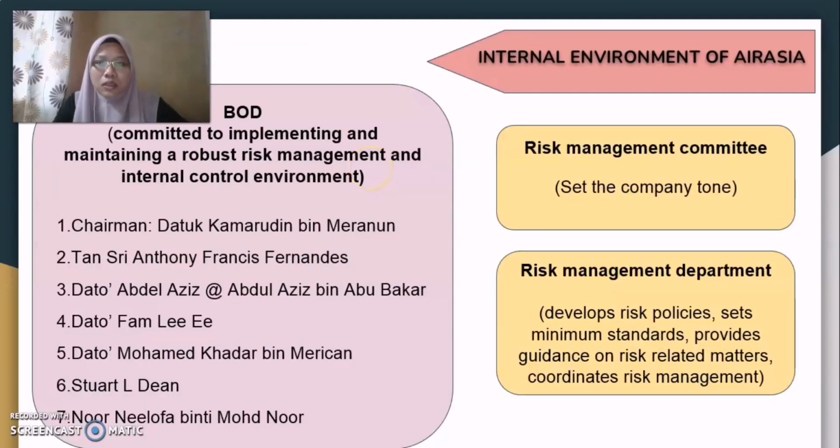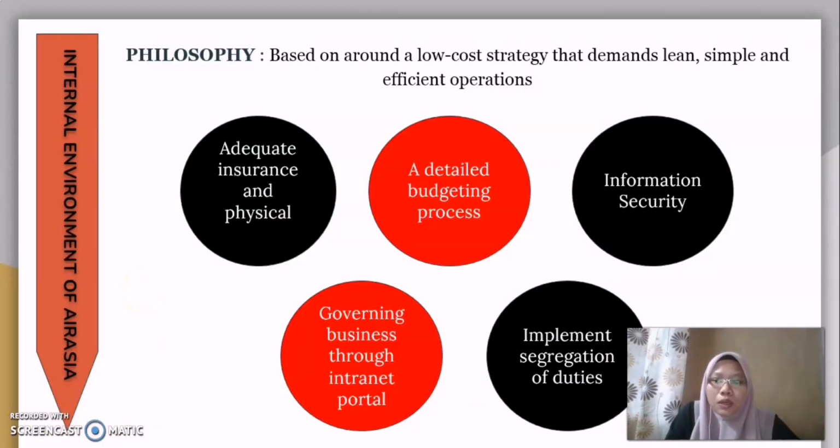Next is the internal environment of AirAsia. The internal environment is set by the board of directors, who are committed to implementing and maintaining risk management and internal control environments. Here is the list of the AirAsia board of directors. The board will be assisted by the risk management committee, which sets the company tone, and they are also assisted by the risk management department. This department develops risk policies, sets minimum standards, provides guidance on risk-related matters, and also coordinates the risk management.